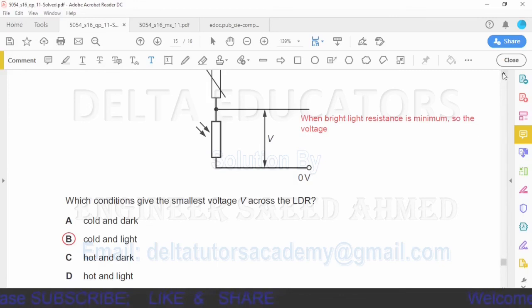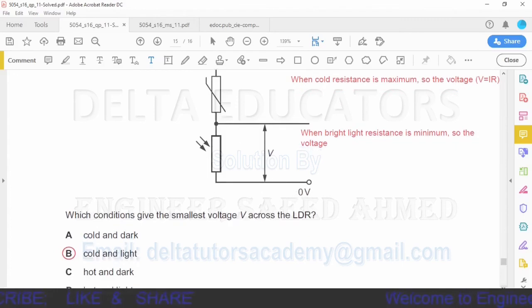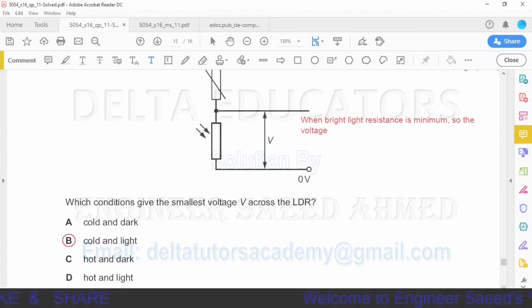For the thermistor, it should be cold. Why? Because when it is cold, there will be maximum resistance, and when there is maximum resistance, the voltage will also be maximum. And the second condition for the LDR, when there is light, there will be minimum resistance. So when there is minimum resistance, there will be minimum voltage. So for the smallest voltage, it should be cold and light, and it is given in option B. So option B is the correct one.